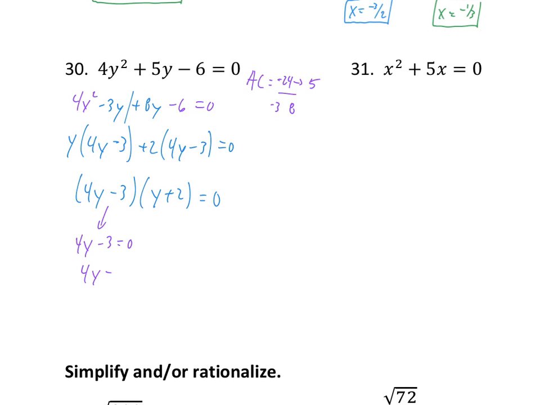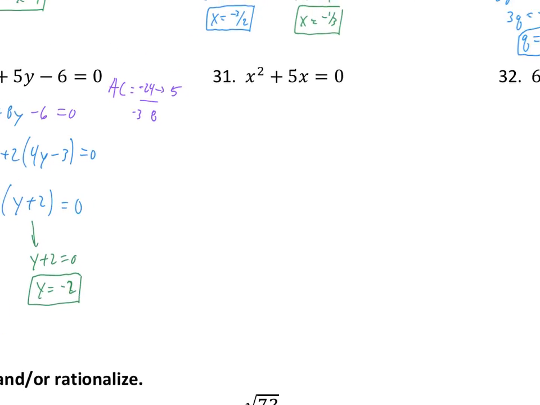Add 3 to both sides, divide by 4. Subtract 2 from both sides. Alright, there's those two answers. Next one.